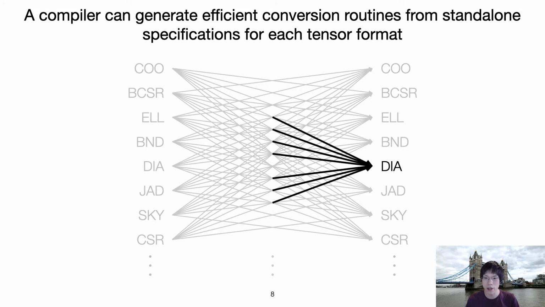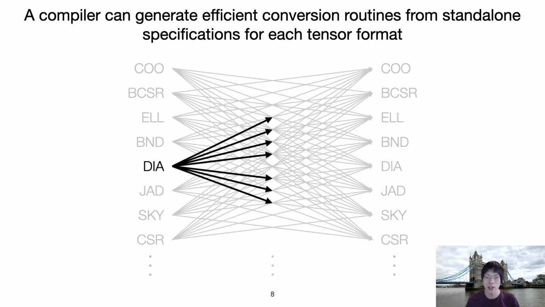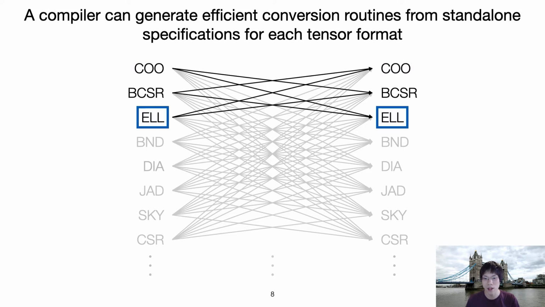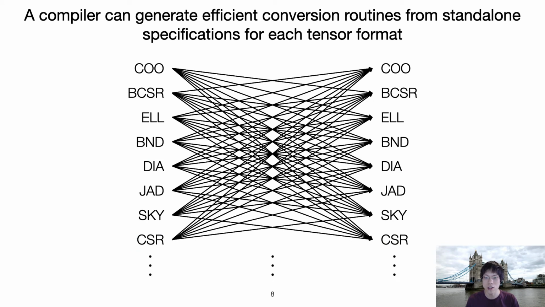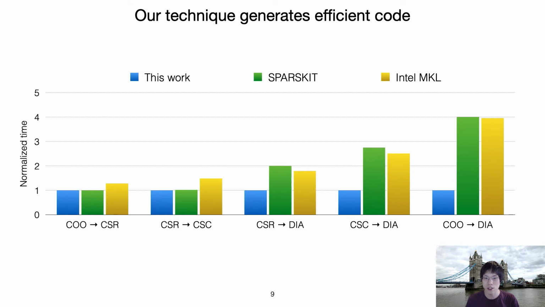In a similar way, to support conversions from dia to any other format, a programmer simply has to specify how dia tensors can be efficiently iterated. So now if a programmer provides a similar set of specifications for every supported format, then the compiler can use those specifications to generate conversion routines for any combination of those formats. And as our evaluation shows, these generated conversion routines are actually efficient.